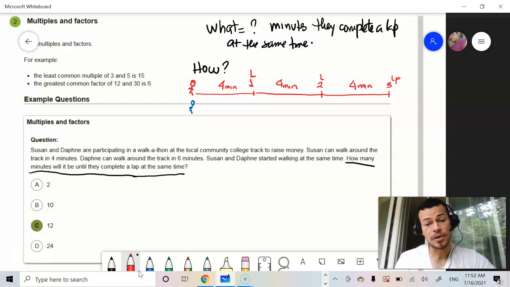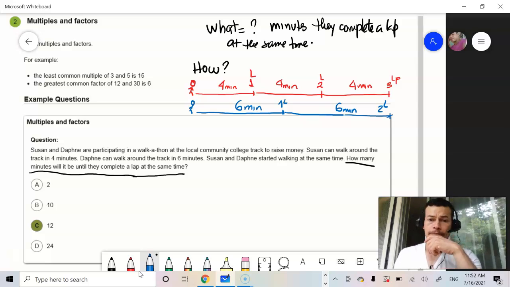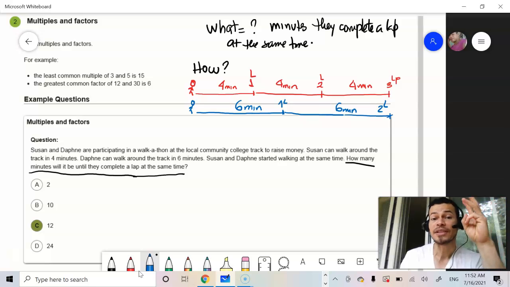While Daphne is slower. She walks at a slower pace, so she takes 6 minutes, which is 4 minutes plus 2. So 6 minutes to complete one lap, and then she takes 6 more minutes to complete another lap. Okay, so as you can see, the amount of time that it takes Susan to complete three laps is the same amount of time that Daphne takes to complete 2 laps.